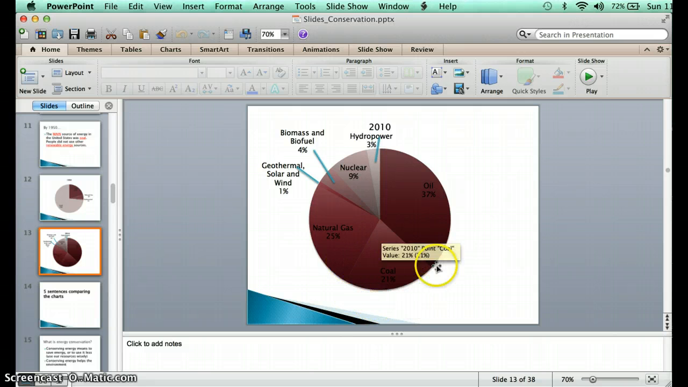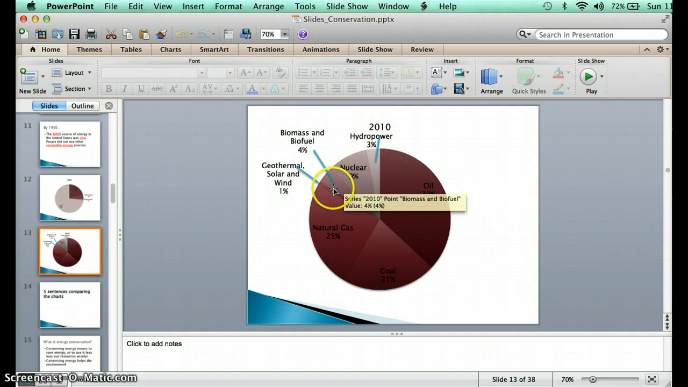Only 21% of our energy today comes from coal, from burning coal. 37% comes from oil, so we have been using oil more. 25% is coming from natural gas. And then over here we've got all our non-renewable resources.